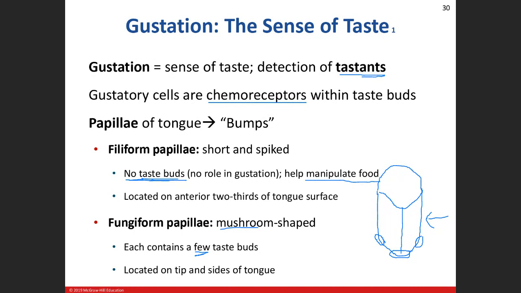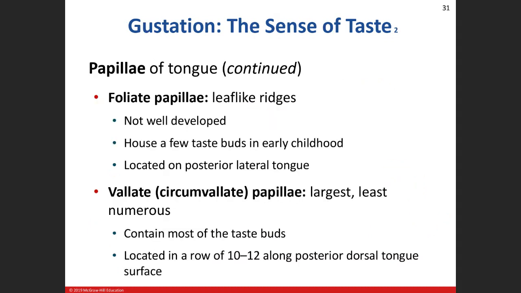Then the next group of papillae are the foliate, and then finally the vallate. The vallate are my favorite, but the foliate, think of fall foliage, the changing of leaves. These are going to have leaf-like ridges. These are going to be effective in early childhood. Again, we're dealing with just a couple of taste buds here, and they're going to be found on the posterior side, more towards the back, like back in here.